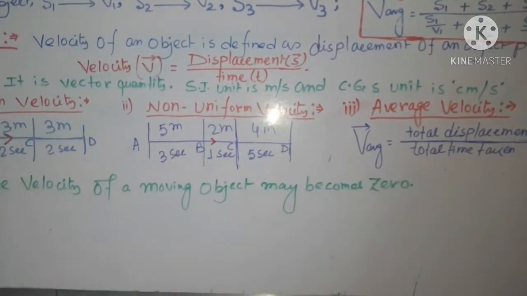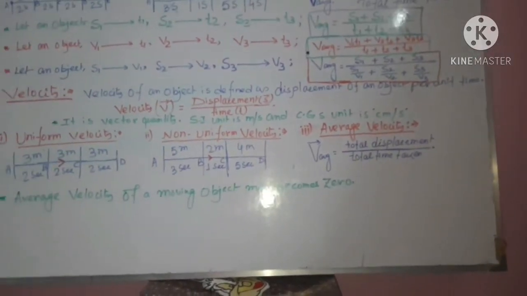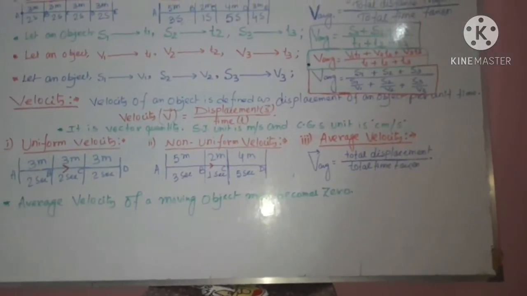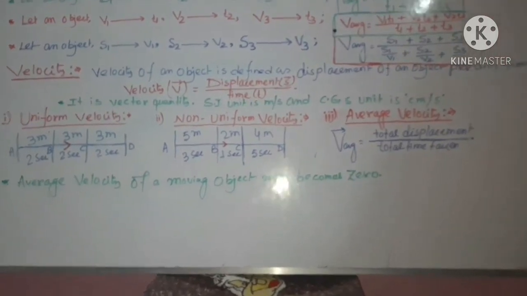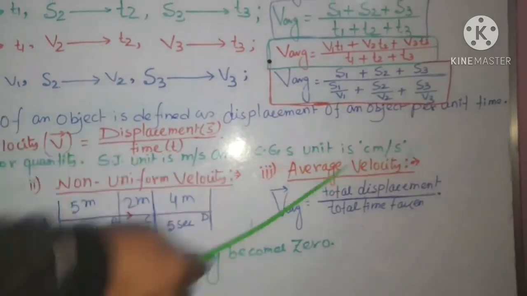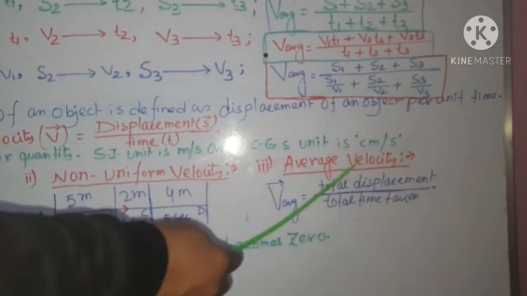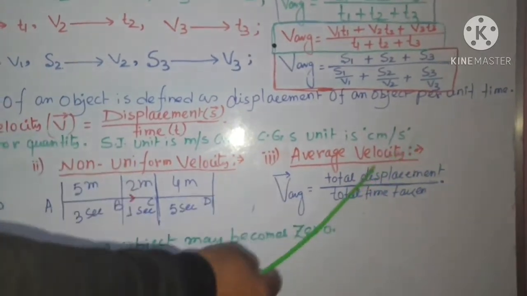And when the object is moving with non-uniform velocity, you cannot say the proper velocity of the object, you have to say the average velocity of the object, which is: average velocity is equal to total displacement by total time taken.